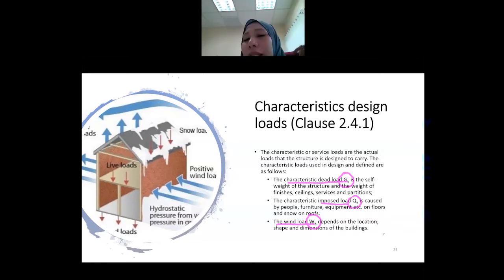So this one depends on location, shape and dimensions of building. So if you only design a one-story structure, we don't really care about wind load. Wind load ni normally for high-rise building, so baru kita kira. Or building yang maybe dekat dengan laut ataupun a very typhoon punya kawasan. So baru kita akan kira wind load. If not, we just ignore. Okay.